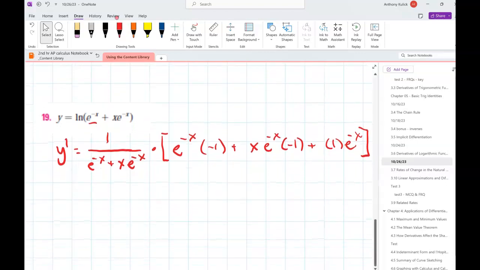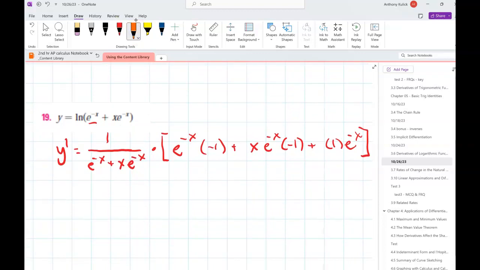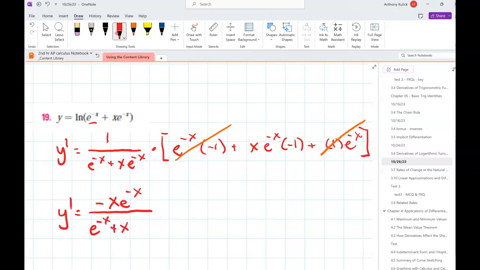So far, so good. Let's combine some like terms. So I have y prime is going to equal negative x e to the negative x over e to the negative x plus x e to the negative x. Which is pretty gross, but let's do this.